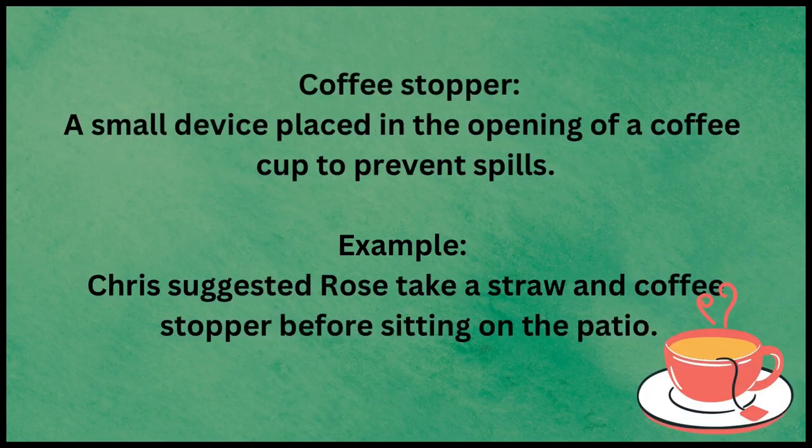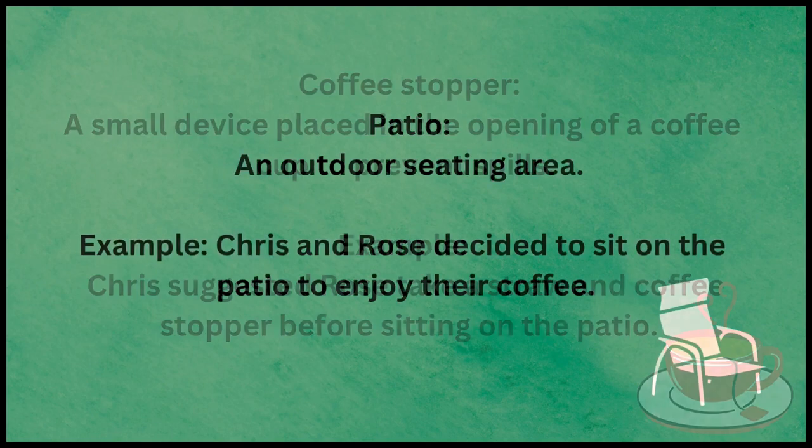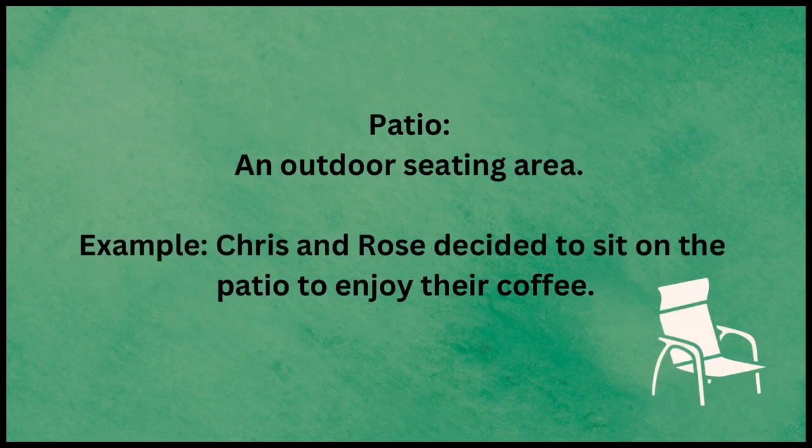Coffee stopper means a small device placed in the opening of a coffee cup to prevent spills. Example: Chris suggested Rose take a straw and coffee stopper before sitting on the patio. Patio means an outdoor seating area. Example: Chris and Rose decided to sit on the patio to enjoy their coffee.